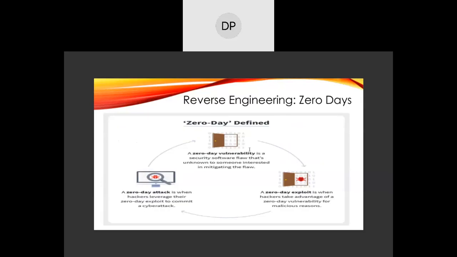So, zero day. A zero-day attack is when a hacker leverages a zero-day exploit to commit a cyber attack. So in an exam, I may ask, or someone may ask, to differentiate zero-day attack, zero-day vulnerability, and zero-day exploit. All three are different. Zero-day is common because the original developer or author does not know about these attacks. Someone finds a vulnerability, someone exploits it and initiates attacks. All are connected.